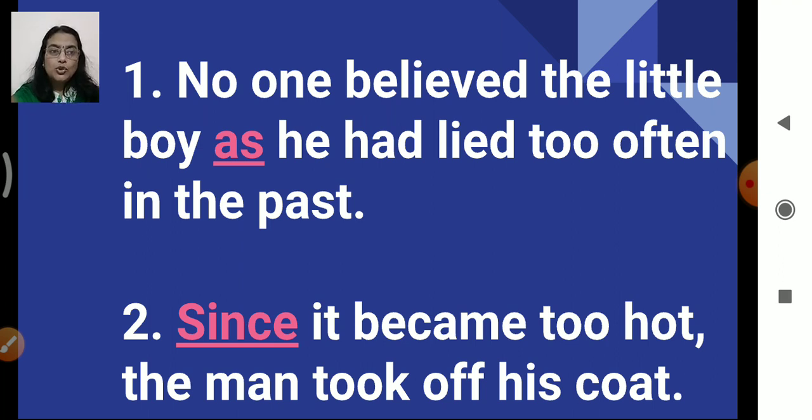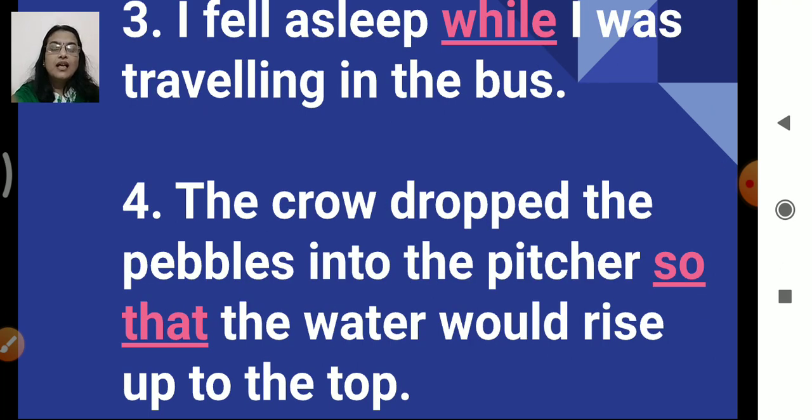Since it became too hot, the man took off his coat. Since. I fell asleep while I was traveling in the bus. The crow dropped the pebbles into the pitcher so that the water would rise up to the top.